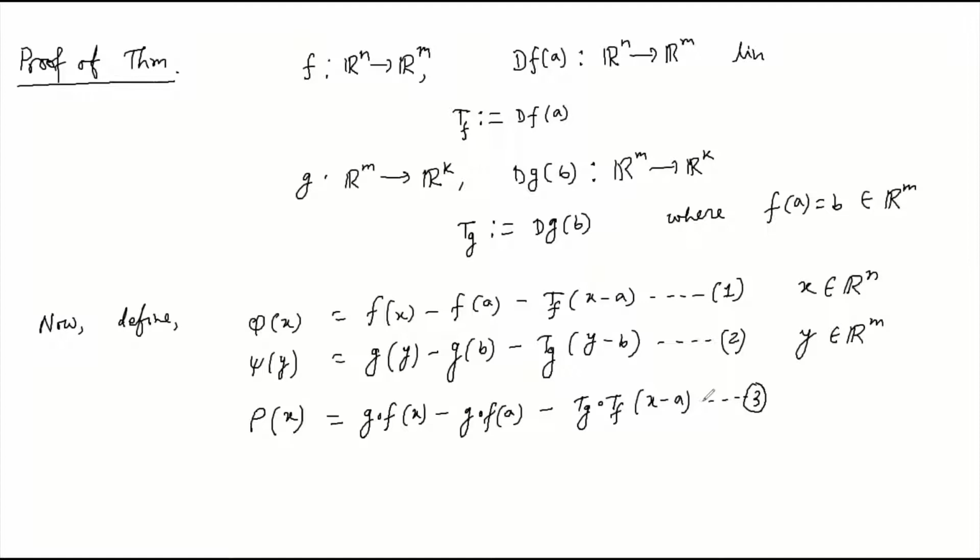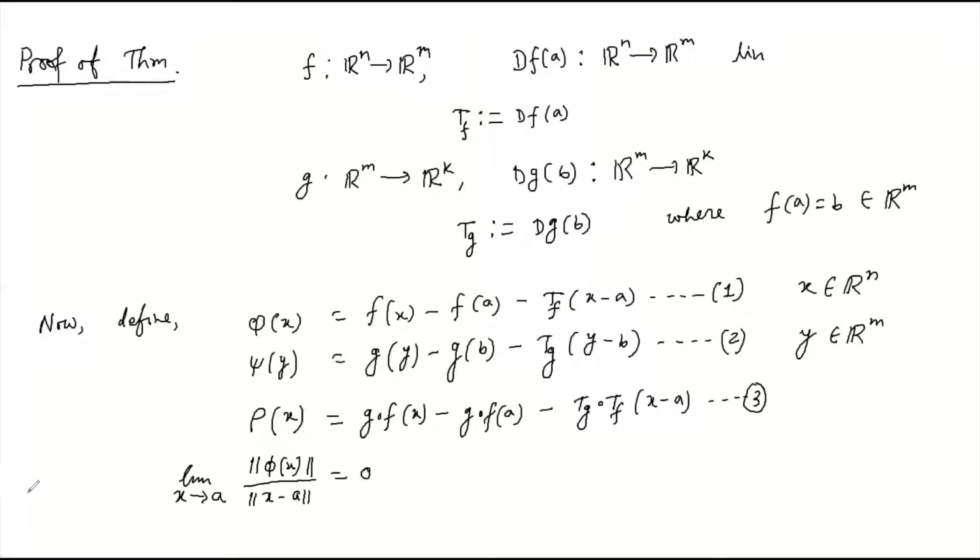Now we use our assumption that f is differentiable at the point x equal to A. So by the definition of derivative, we have the limit as x tends to A of norm of phi of x over norm of x minus A, and this is equal to 0.